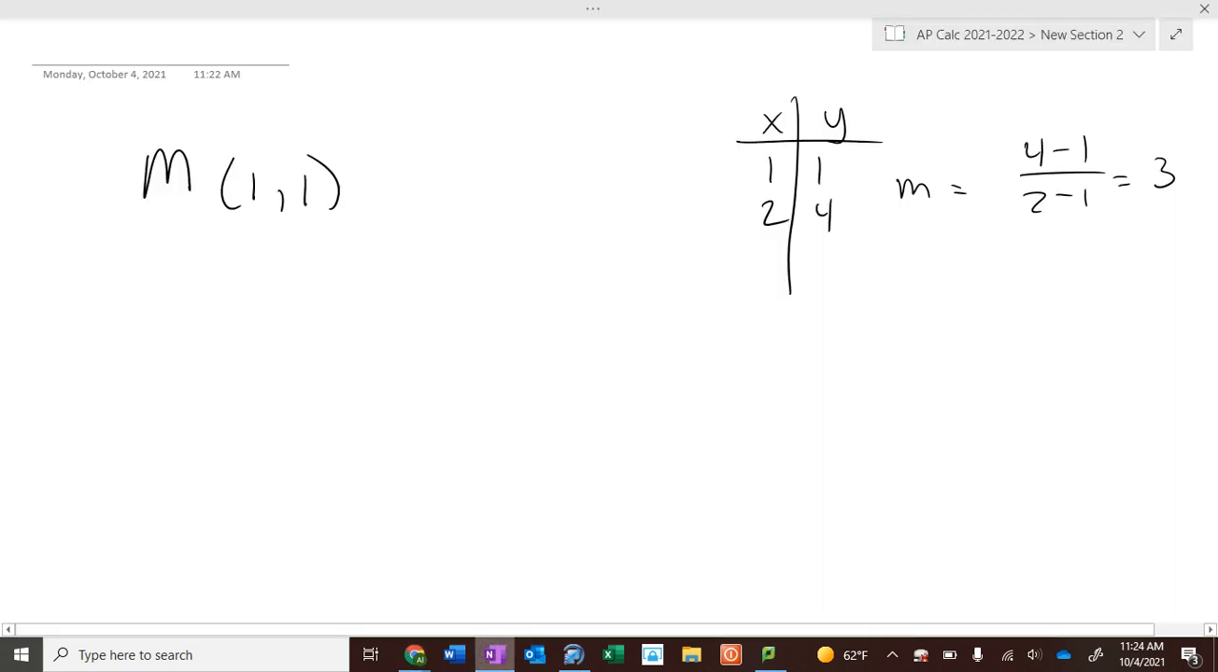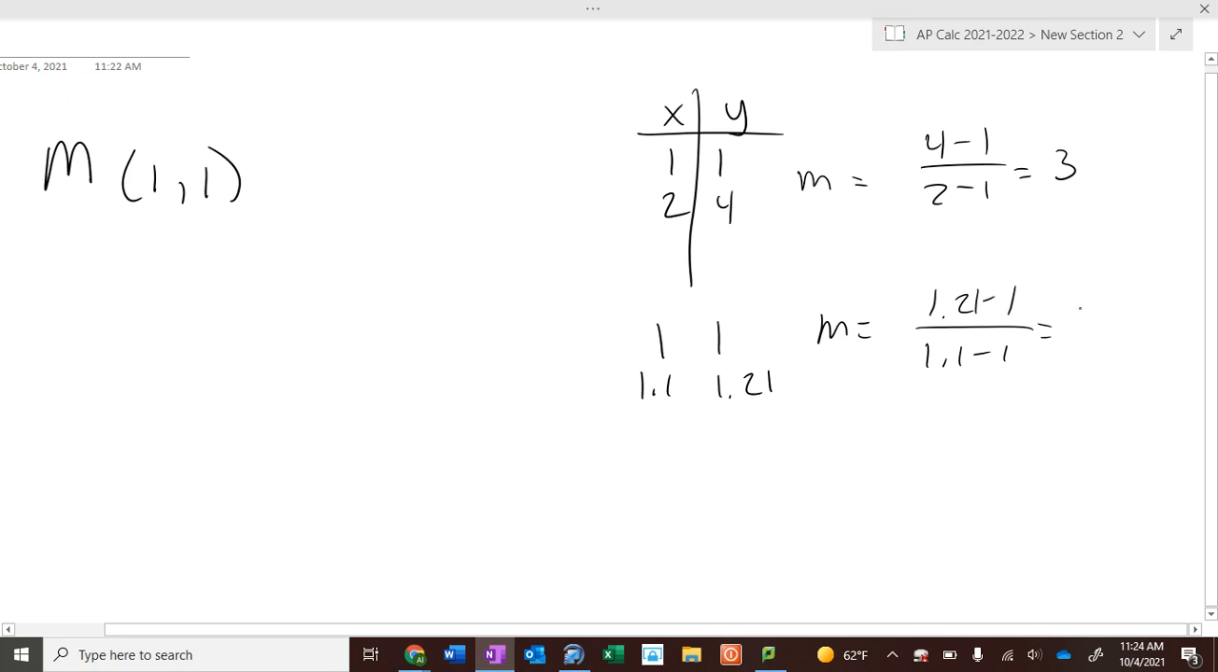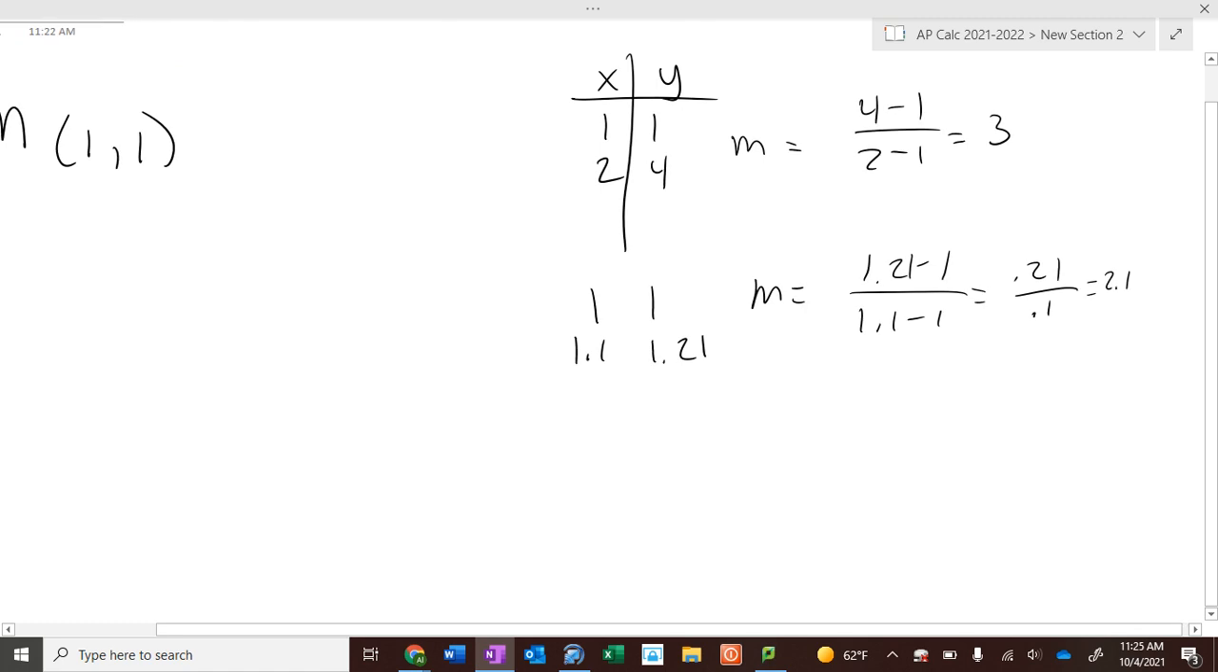Okay, so if I have (1, 1) and then (1.1, 1.21), the slope will be 1.21 minus 1 over 1.1 minus 1, which would be 0.21 over 0.1, which would be 2.1. Okay, that's a little more accurate, right?